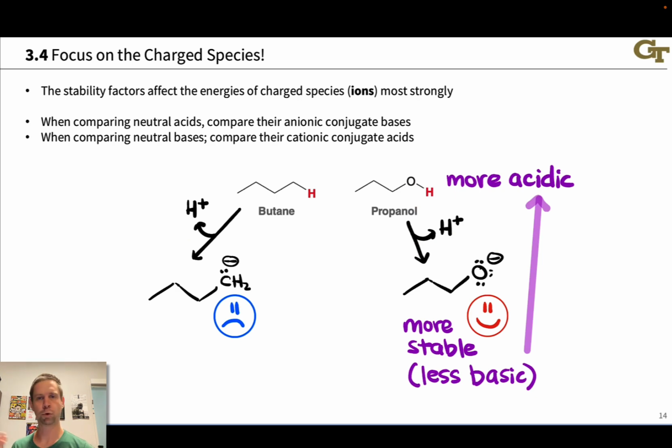So the real moral of the story here is, while the neutral molecules didn't tell us much, these anions had very clear structural features that our eyes were drawn to, and we could go right to one of the key stability factors. Here it turned out to be the electronegativity of the charge-bearing atom, and we can think rationally about how that difference affects the stabilities of these molecules.